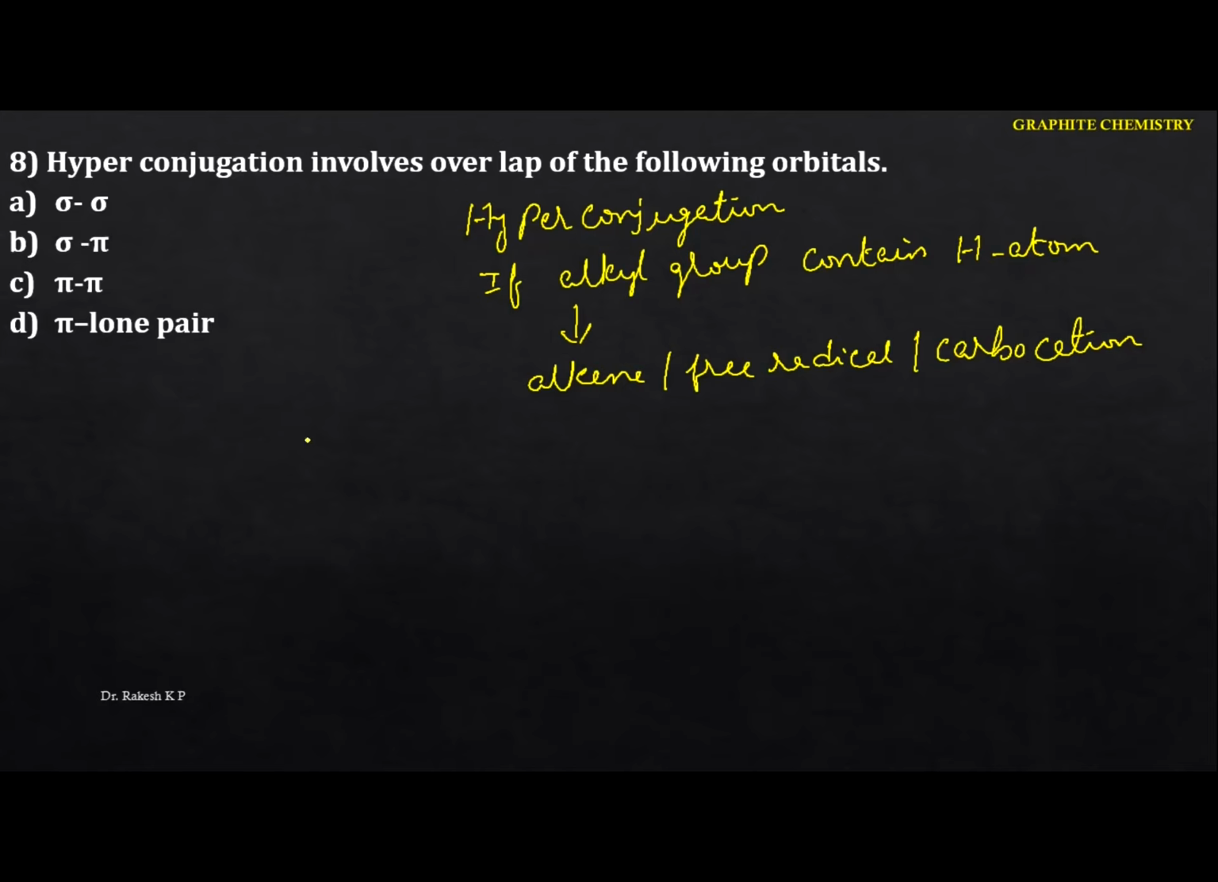During the hyperconjugation, let me take a particular example here. I am going to take propene. This is the alkyl group which is attached to the alkene. I'm going to take the alkene, that is CH double bond CH. This is the alkyl group which is attached to the alkene. So now we can identify the hyperconjugation, maybe with the alkene, free radicals, or the carbocation. This alkyl group contains 3 hydrogens, but only one hydrogen is involved.